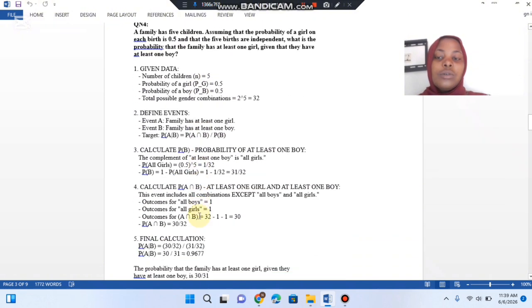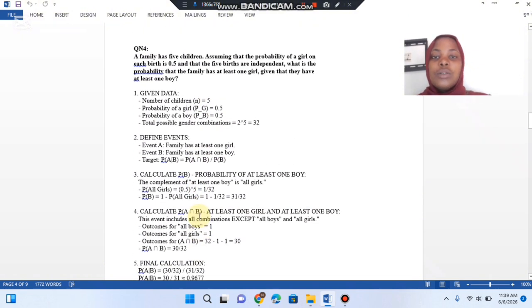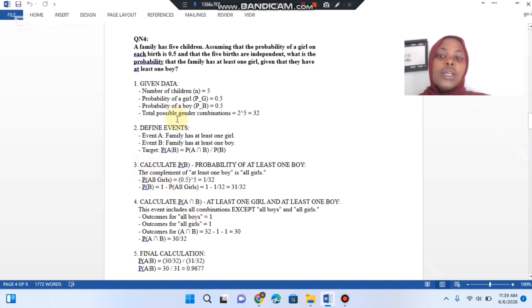Next, question 4: a family has 5 children. Assuming that the probability of a girl on each birth is 0.5 and the 5 births are independent, what is the probability that the family has at least one girl, given that they have at least one boy? So here, as you can see, the number of children is 5, and the probability of a girl is 0.5. Then we get the total possible gender combinations, which is 2 power 5, which is 32.